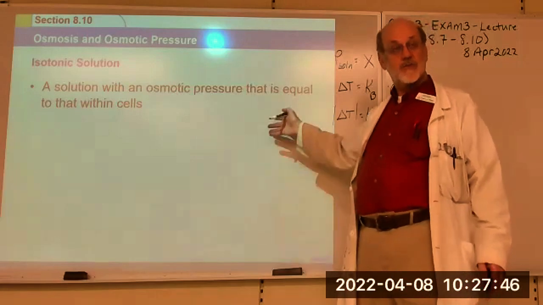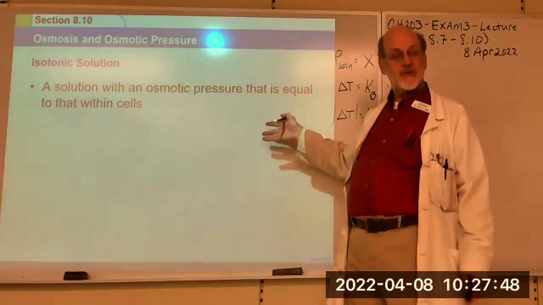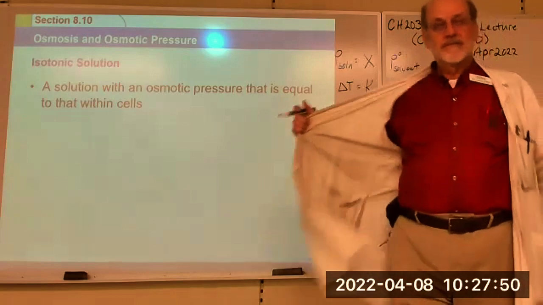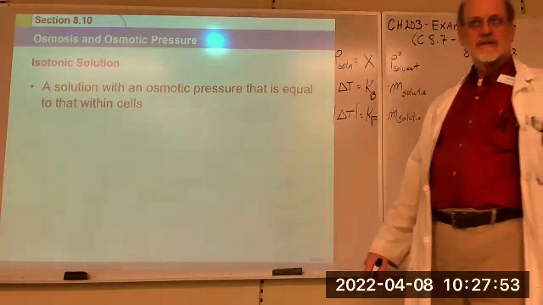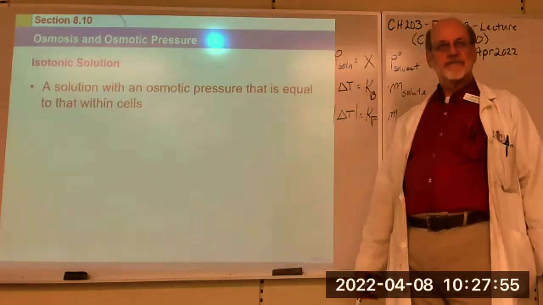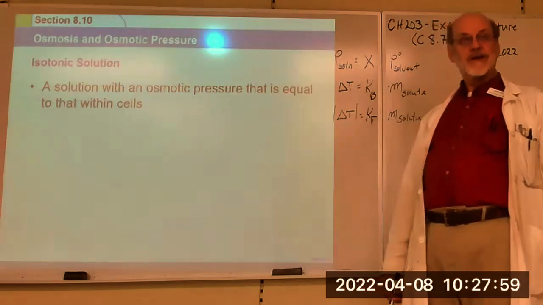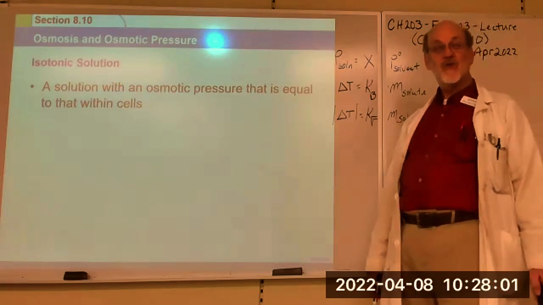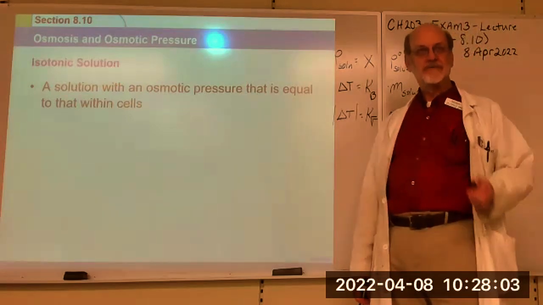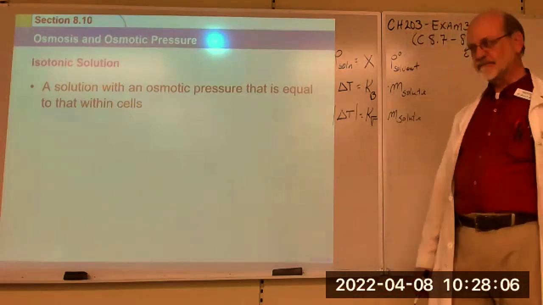If you inject your patient, or if you start an IV in your patient and the solution is hypotonic, you'll blow up their cells. If it's hypertonic, you'll crenate all their cells. But either way is not a good ending. So it needs to be isotonic.